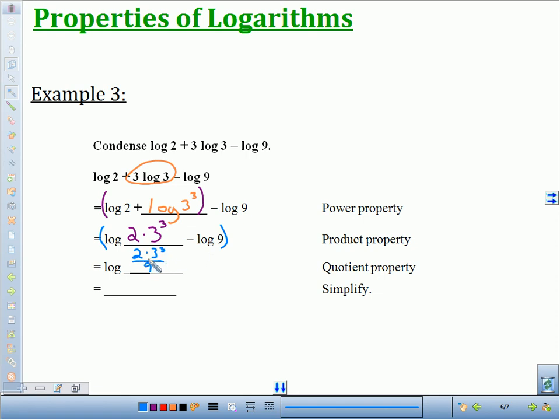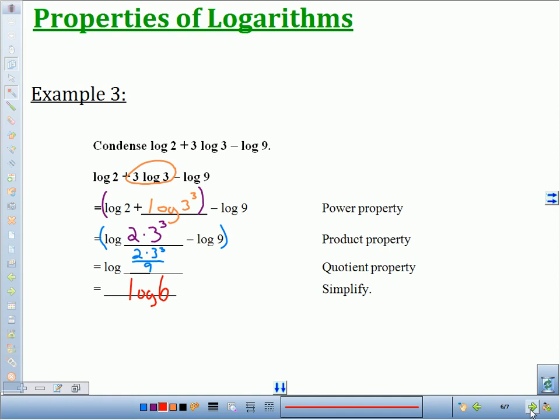Now I can work this out to simplify it. 2 times 3 to the third. 3 to the third is 27. 2 times 27 is 54. 54 divided by 9 is 6. So when I simplify this, I get log of 6. And that is the condensed form of this logarithm.